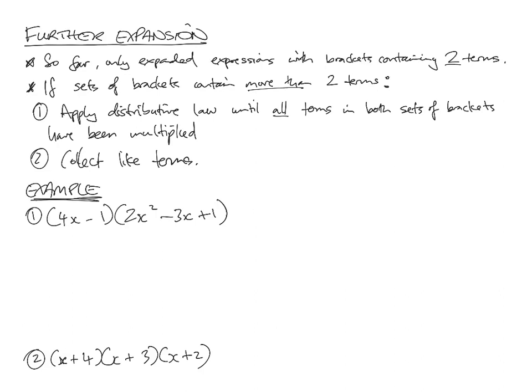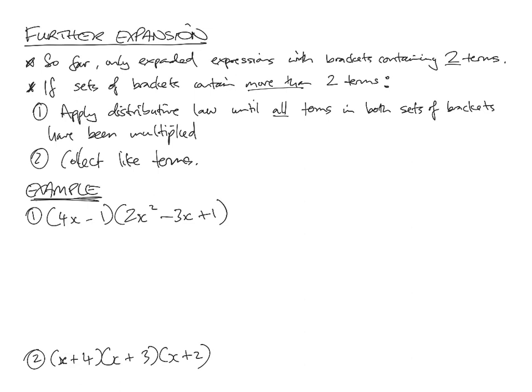This is another video on further expansion of brackets. So far we've only expanded expressions with brackets containing two terms. Okay, so two sets of brackets, two terms in each. If, however, sets of the brackets contain more than two terms, you have to go back to the very first expansion rule, which was distributive law. So you apply distributive law until all terms in both sets of brackets have been multiplied with each other, and then you need to collect like terms.